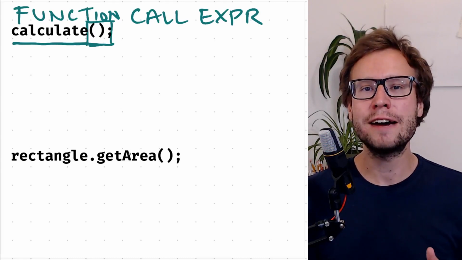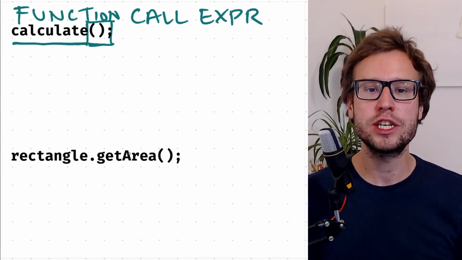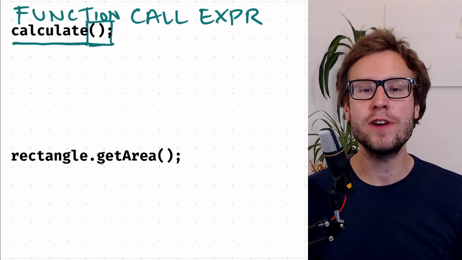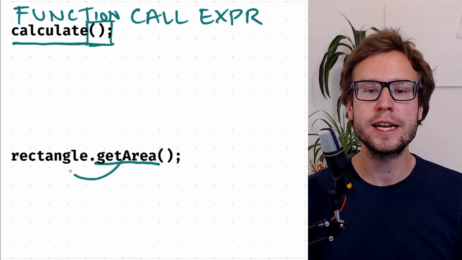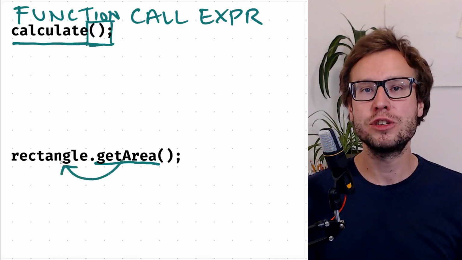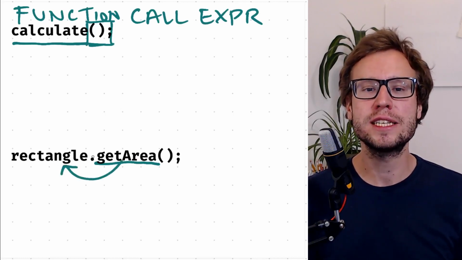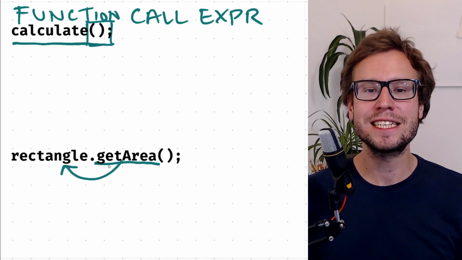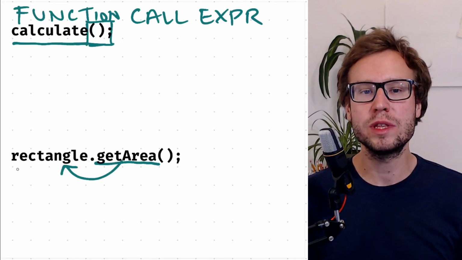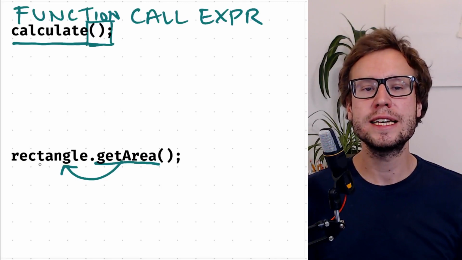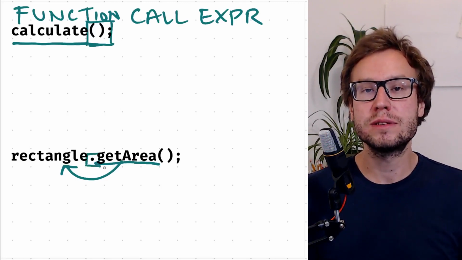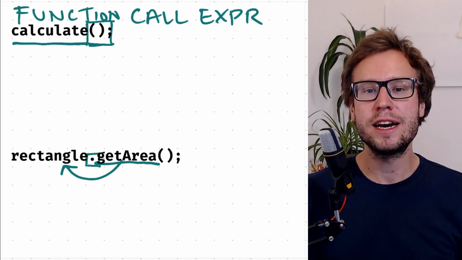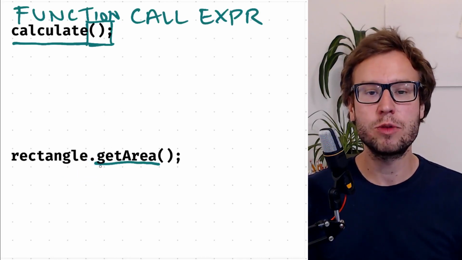Now below we have a method call expression. Why? Because this is a function call expression right here, but it's attached to something. It's attached to an object, and basically it's a property of the object. The expression that we have here is an object on the left and then a dot which specifies the property access. That means this is a property access expression.